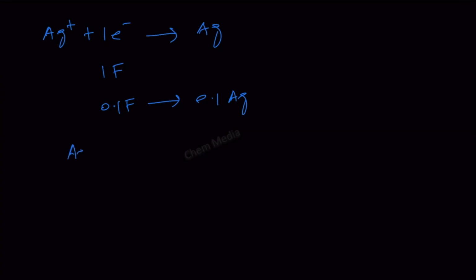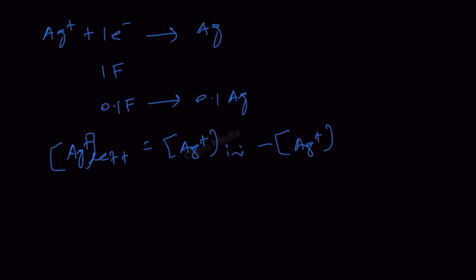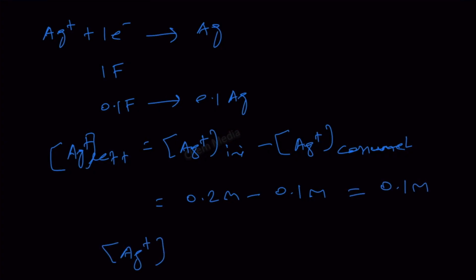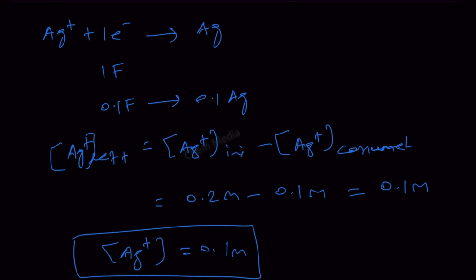So the concentration of Ag+ left is equal to whatever concentration we have for Ag+ initially minus Ag+ consumed, isn't it? So this will be equal to, initially we have 0.2 molar minus consumed 0.1 molar. So the new concentration is 0.1 molar. This is the value we should use in the Nernst equation. If we use the older values, you cannot get the correct answer.